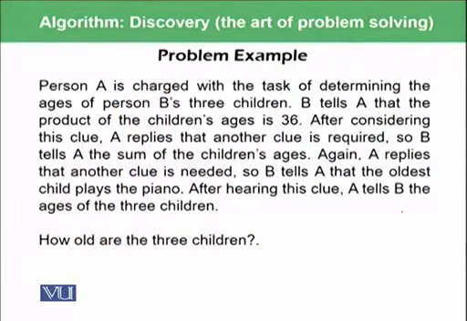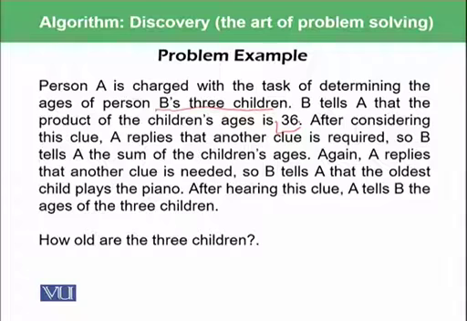So let's take a practical problem. For example, there is a person A who is charged with the task of determining the ages of person B's 3 children, and person B tells A that the product of the children's ages is 36. This means that there are 3 children, and if we multiply the ages of these 3 children, it will become 36. That's fine, but you know that 36 can be formed by many means.